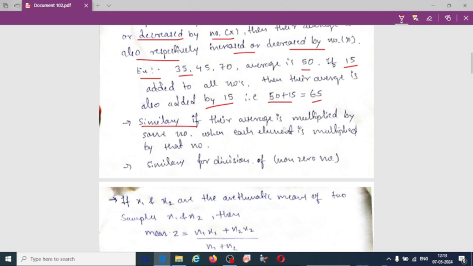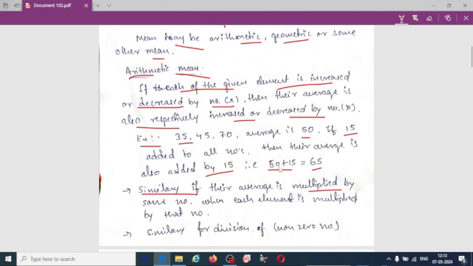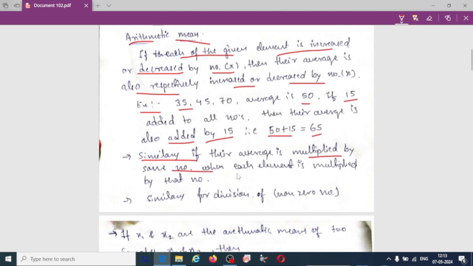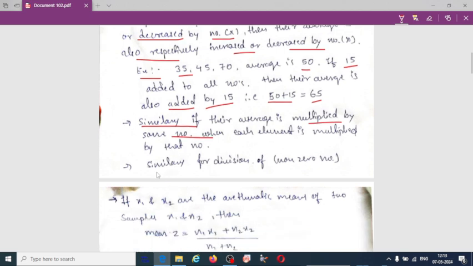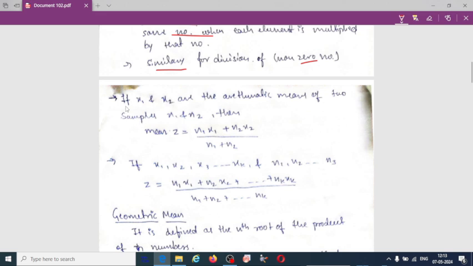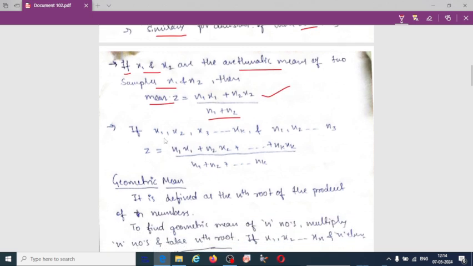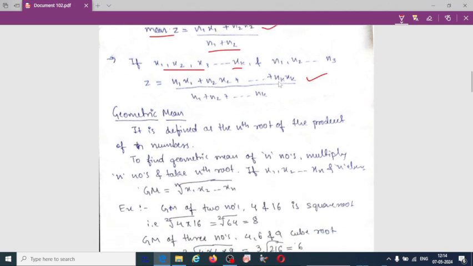Similarly, here we have added, but you can also multiply all the numbers by the same number, and then you should multiply the average also. Similarly for division, if you divide all the numbers, you also divide the average, by a non-zero number. If x1 and x2 are the arithmetic means of 2 samples of sizes n1 and n2, then the combined mean is given by n1 x1 plus n2 x2 over n1 plus n2. If we have the averages of 2 samples, we can use this formula. If there are n samples and n arithmetic means, you can calculate the mean using this formula: n1 x1 up to n numbers.